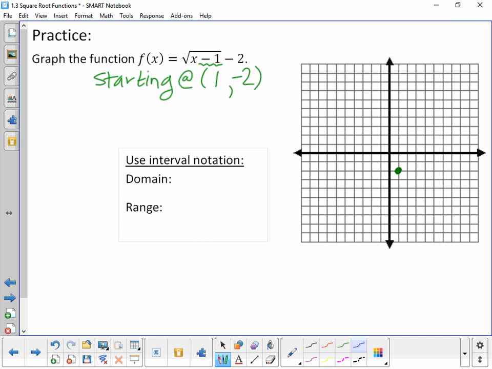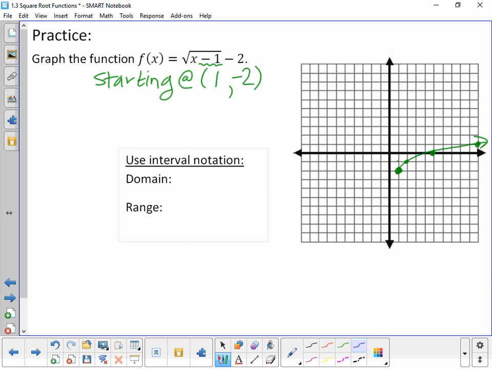Here it is on the graph right here. And then we can use our pattern. From this starting point, we can go up 1 over 1, up 1 over 3, up 1 over 5. And there's our function. So let's use interval notation to write the domain and range.